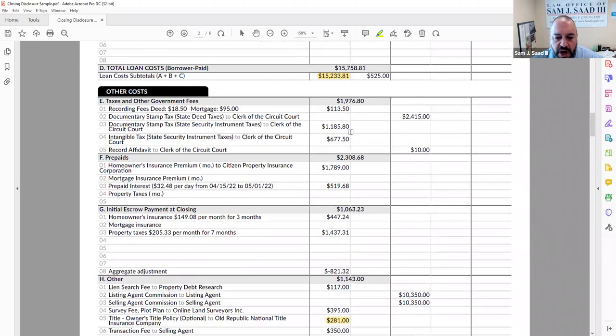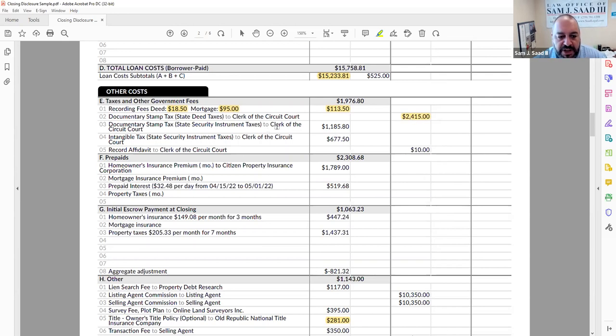The next section, of course, is where our friends of the state and local government want to be paid. So you have recording charges and documentary stamp taxes and intangibles taxes. You can see here it costs $18.50 to record the deed. It costs $95 to record the mortgage. We report the total in the buyer's column, the borrower's column here. Then the documentary stamp taxes on the deed are about 99% of the time paid by the seller. That's at 70 cents per $100 of value. And that's a seller cost over here.